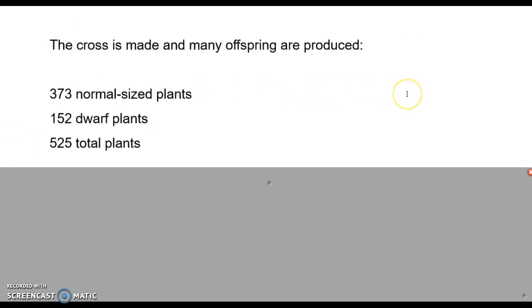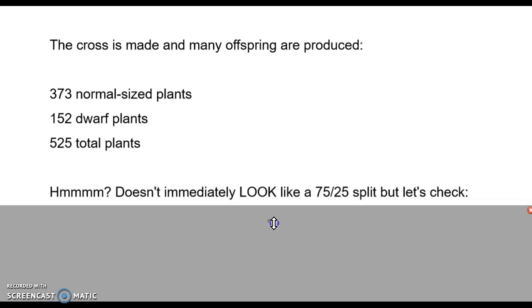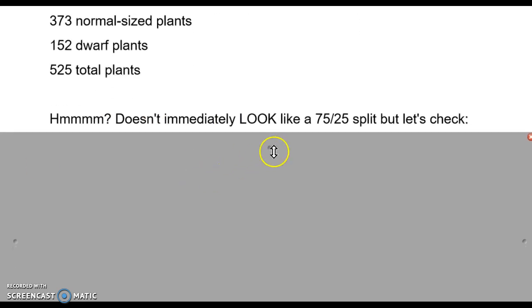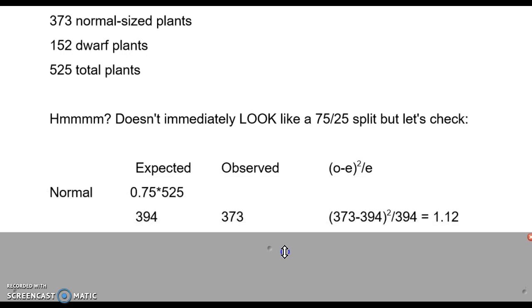So here's a possible product from this cross. We're going to allow a large number of plants to be developed from these parents. And what we wind up with, out of a total of 525 plants, is 373 normal-sized plants and 152 dwarf plants. I don't know about you, but that doesn't immediately look like a 75-25 split to me, but that's the whole point of the chi-square test, to check. So let's do the numbers.